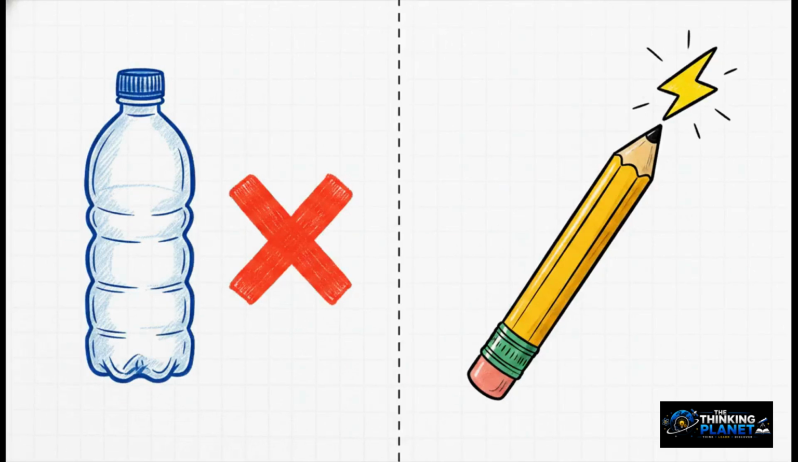All right, sound the alarm because here comes another massive exam trap. Generally speaking, nonmetals are terrible conductors of heat and electricity. They act as insulators, like plastic, right? It doesn't conduct a thing.